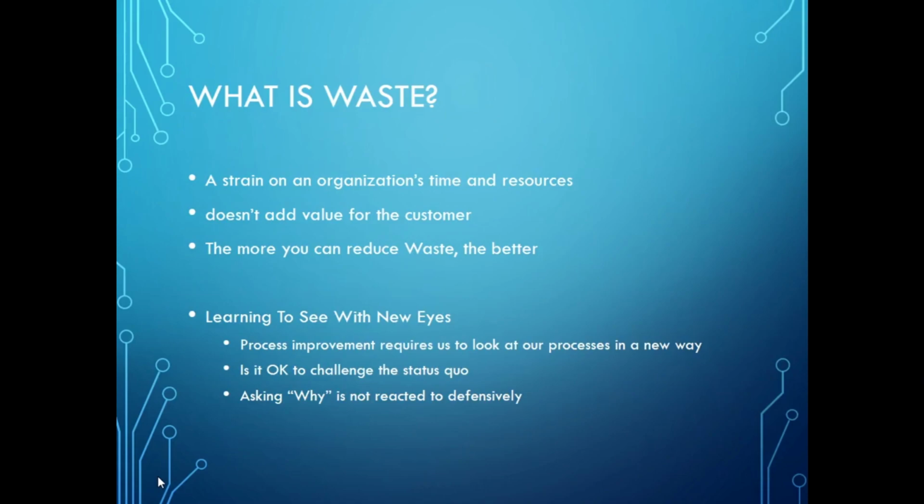So before we go any further with discussing Lean Six Sigma projects and how to select them, we need to discuss what waste is. It's a strain on an organization's time and resources. It doesn't add value for the customer. The more you can reduce waste, the better. So learning to see with new eyes is an important aspect of Six Sigma. Process improvement requires us to look at our processes in a new way or in a different way.